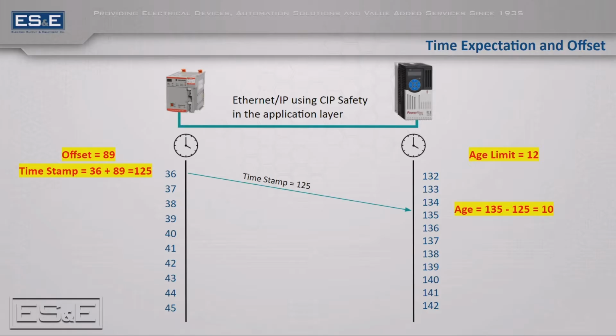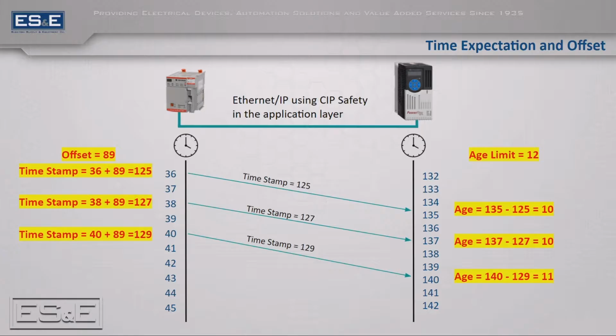Every single packet of information has this timestamp and is looking for age and comparing it to a pre-configured age limit. And this offset is periodically reset. They send out another ping to determine a new offset in case of things like clock drift within the end devices themselves.